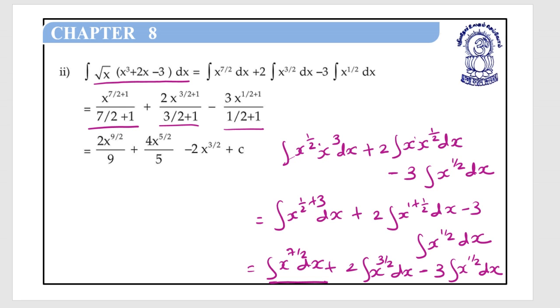7 by 2 plus 1 is 9 by 2. So here it becomes 2 by 9 x raised to 9 by 2 plus 4 by 5 x raised to 5 by 2 minus 2 x raised to 3 by 2 plus c. So this is the answer.